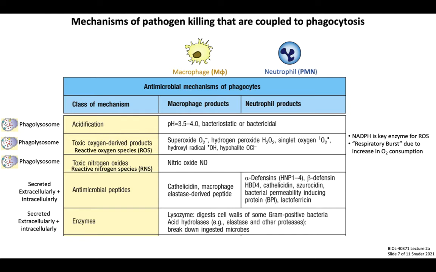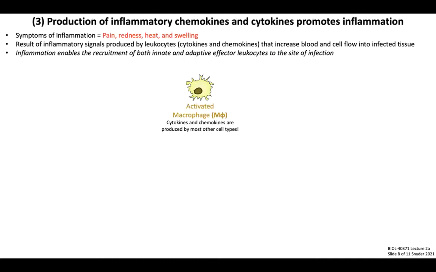Taking all of these mechanisms into consideration, we can really appreciate the diversity of methods that macrophages and neutrophils can use to kill harmful microorganisms once they've been nibbled up by phagocytes.